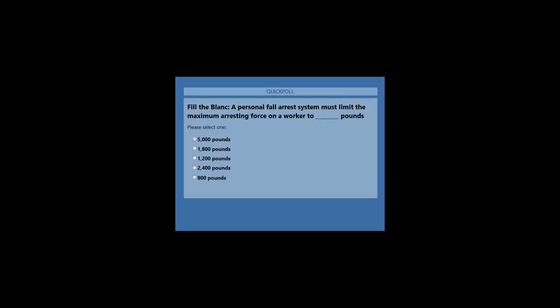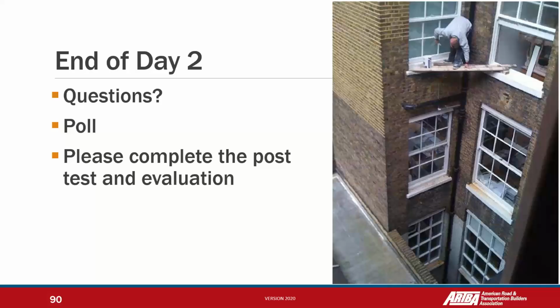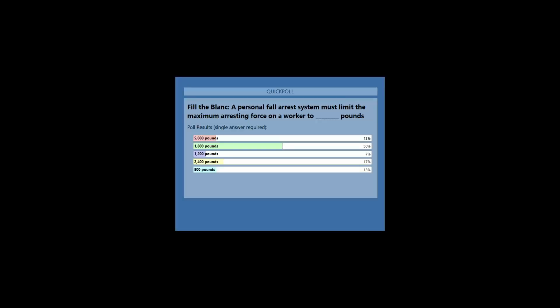All right, that was actually the last question. And let me give you the response to the poll. For our fill in the blank, it says a personal fall arrest system must limit the maximum arresting force on a worker to how many pounds? So the responses we have, let me go ahead and share these with everyone. 13% said 5,000, 50% said 1,800, 7% said 1,200, 17% said 2,400, and 13% chose 800 pounds. Yeah, and the answer should be 1,800 pounds.